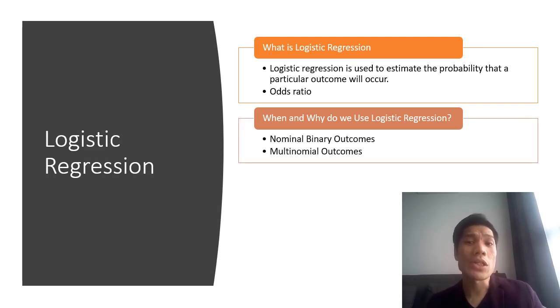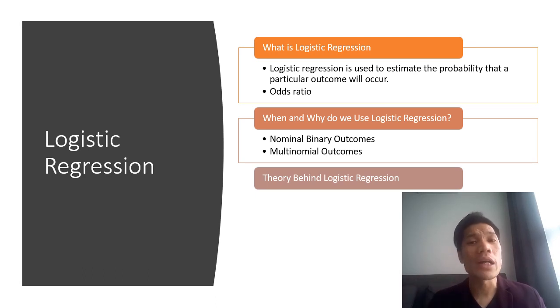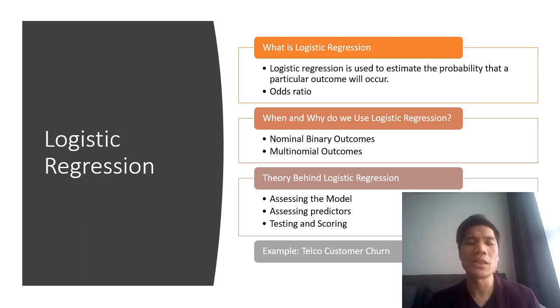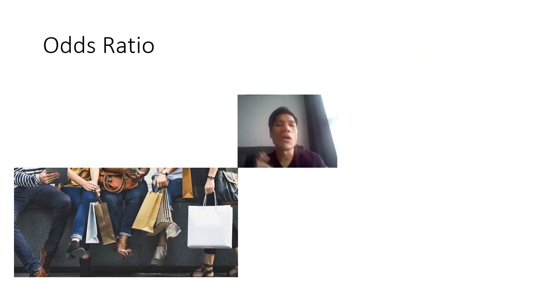Logistic regression is used when your outcome variable is categorical in nature, as opposed to multiple linear regression, where the outcome variable is continuous in nature. I'm going to cover a little bit on that. There is a theory behind logistic regression, where we look at how we assess the model, how we assess the predictors, and how we use it for testing and scoring. Simulation will be done in this video tutorial. Finally, I'm going to show you how this can be simulated on an example of a telco customer churn dataset. Right, so let's begin with the odds ratio.